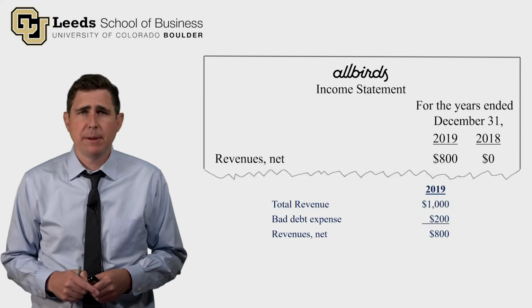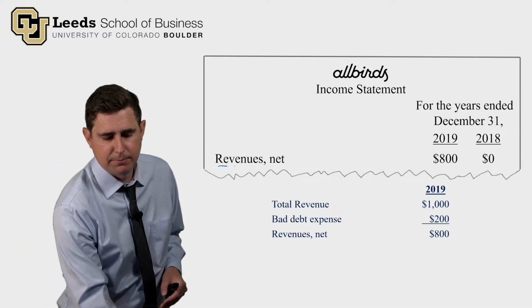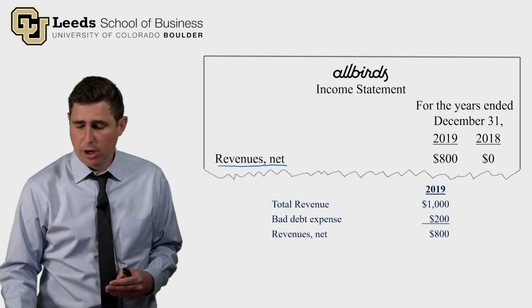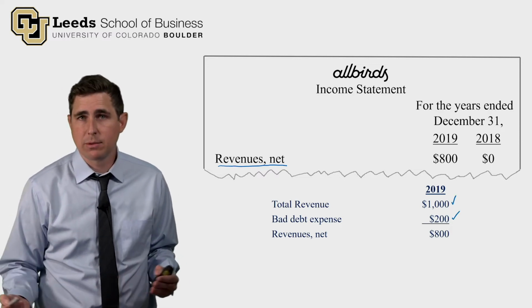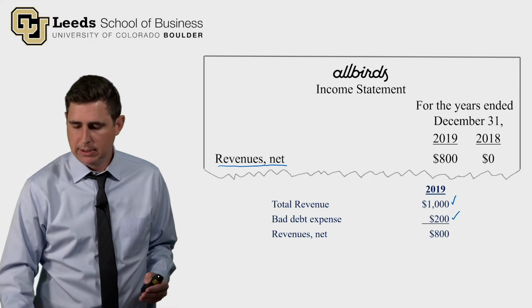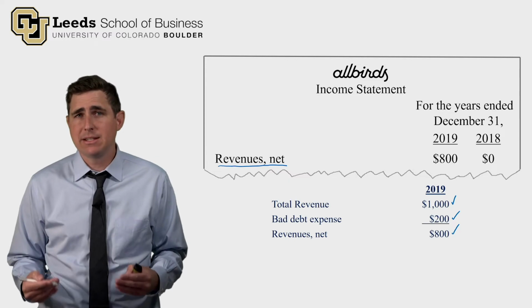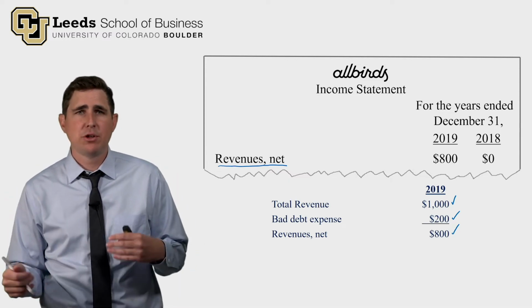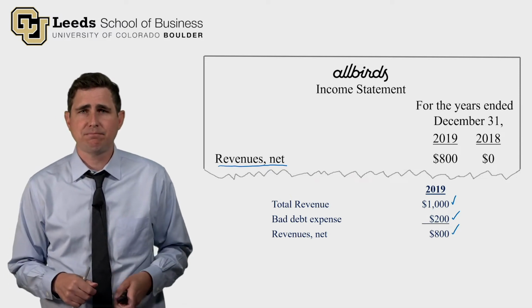Here's the income statement, and all I'm showing you here is something called revenues net. And the way I've calculated revenues net is I've taken our total revenue of $1,000 and I've subtracted off our bad debt expense, which is just a typical expense account, to get to net revenue of $800. I could have easily just put bad debt expense somewhere else on the income statement, but I've chosen to just present revenues net of the bad debt expense.